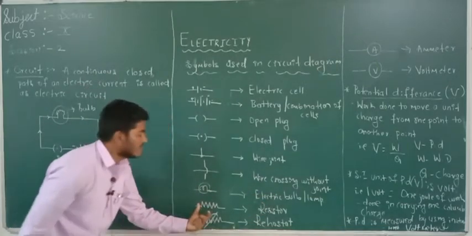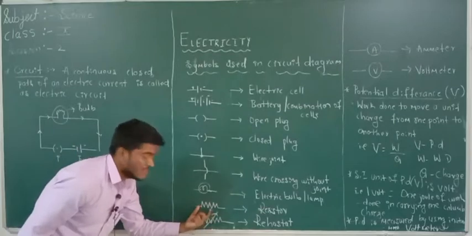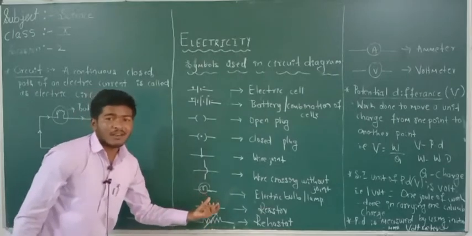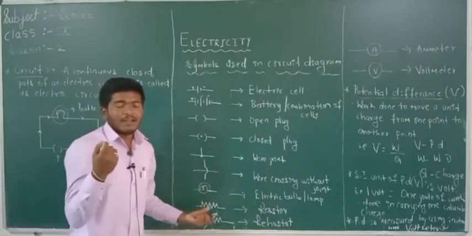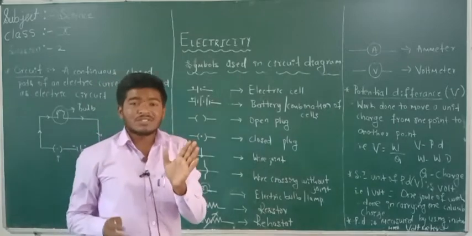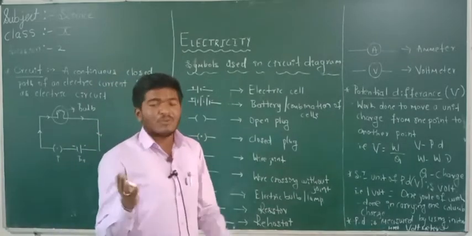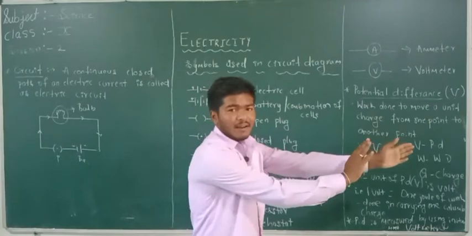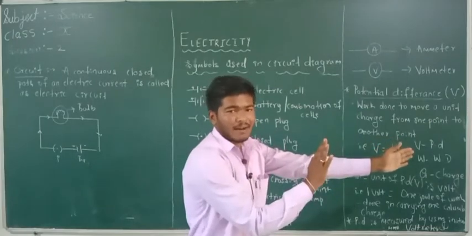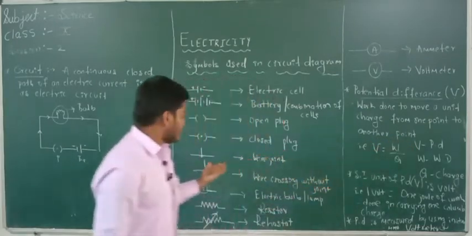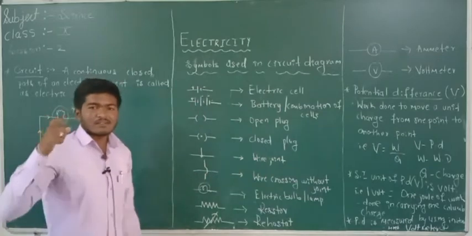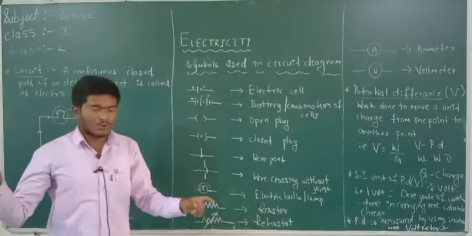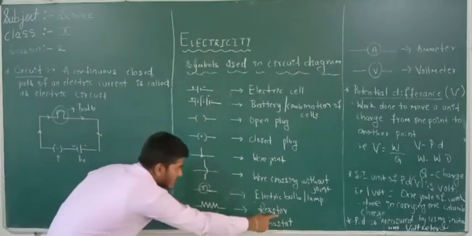Next one is very important, this is a resistor. What is a resistor? Resistance is nothing but the opposition made by any conductor. When the charges are flowing through any conductor, an opposing force acts. That is known as resistance. Some resistors are used in the electrical circuit, and this symbol represents the resistor.